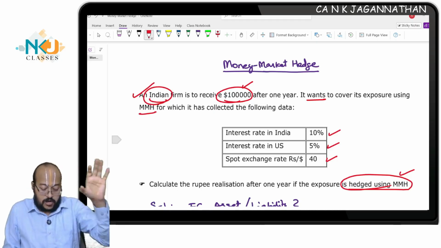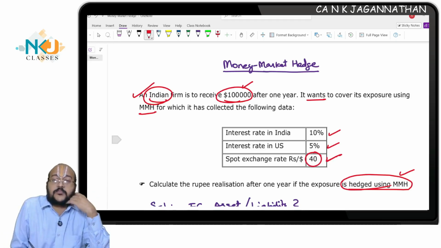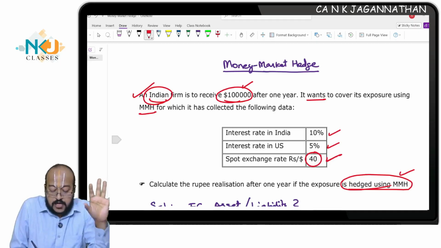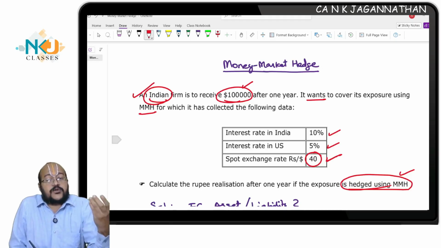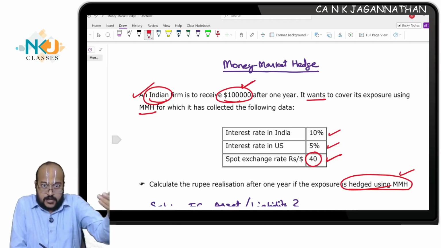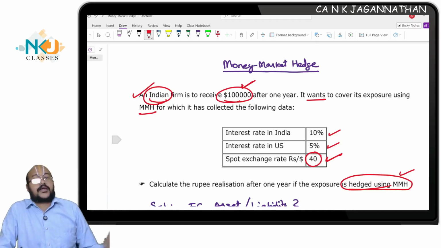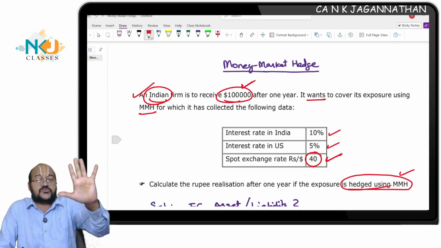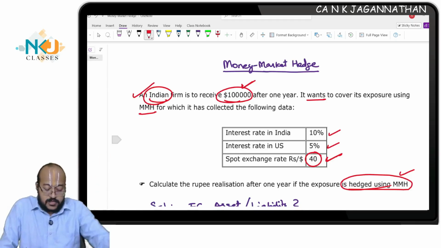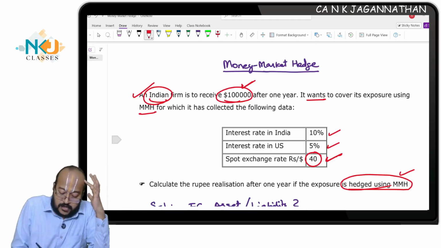The dollar quotes at 40 rupees today, which means $1 is equal to 40 rupees, the spot rate given. But you don't know what will be the rate after 1 year, when you are going to receive this 1 lakh. On that date, you don't know what will be the exchange rate. It can fluctuate. Therefore, you are exposed to foreign currency risk. This person therefore wants to hedge through the money market.